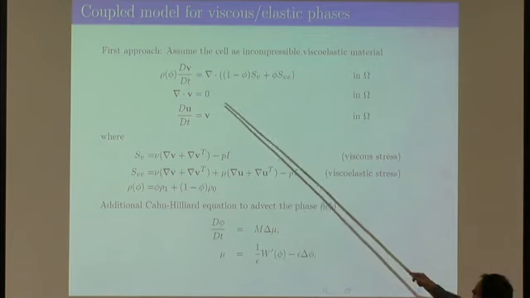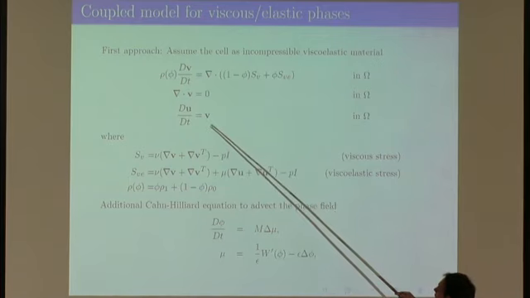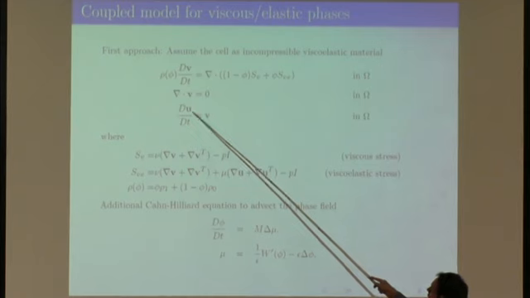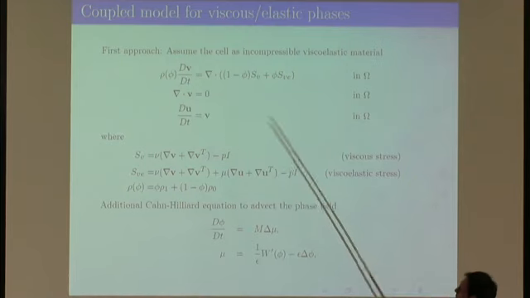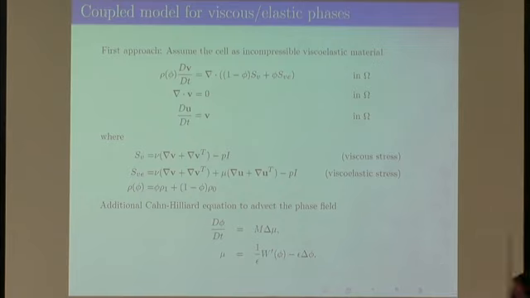Then you have incompressibility all over, and you have an equation for this displacement field, which is basically just advected with the flow. So this is a very simple way to simulate viscous coupling of a viscous phase and a viscoelastic phase with phase field models. And additionally, the phase field is, of course, again advected with a conjugate equation.